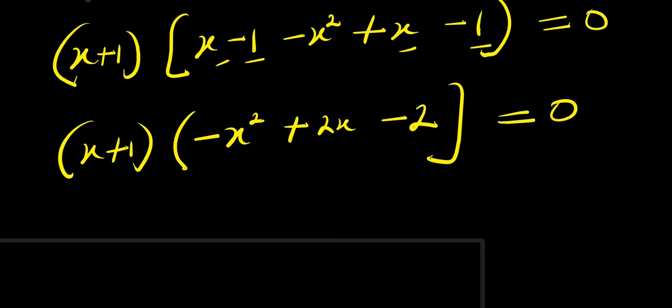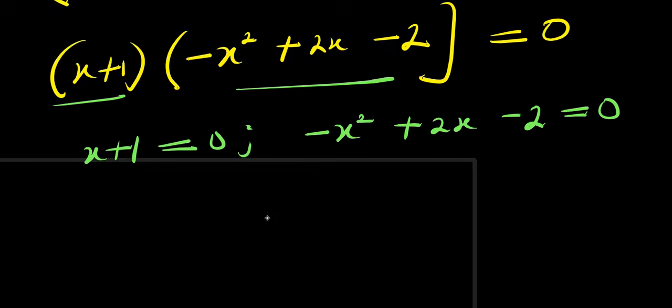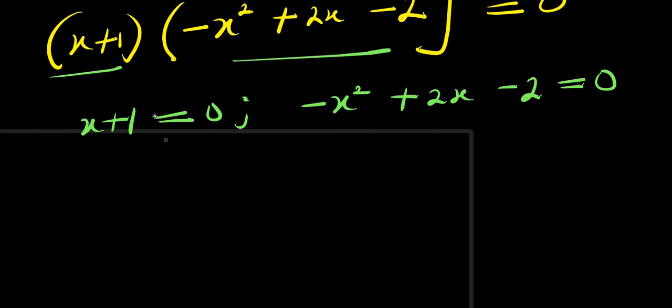So at this point, I can equate each of these to 0. I have x plus 1 equals 0. I have minus x squared plus 2x minus 2 equals 0. So to solve this first linear equation, I move this over here. I have x equals negative 1.